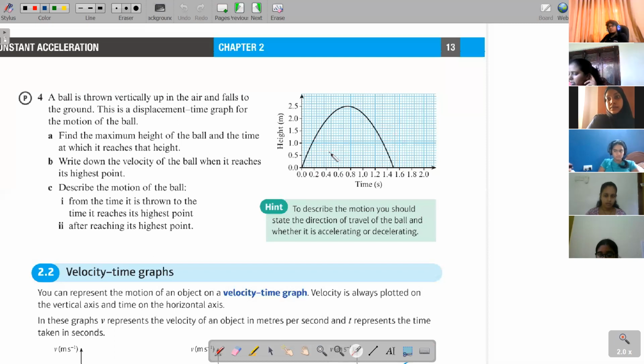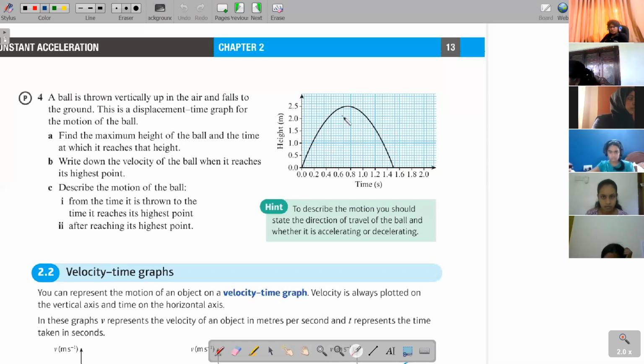Okay, so let's do this one. A ball is thrown vertically up in the air and falls to the ground. This is the displacement time graph for the motion of the ball. Find the maximum height of the ball and the time at which it reaches this height. Can you all look at this graph and tell me where it reaches the maximum height?